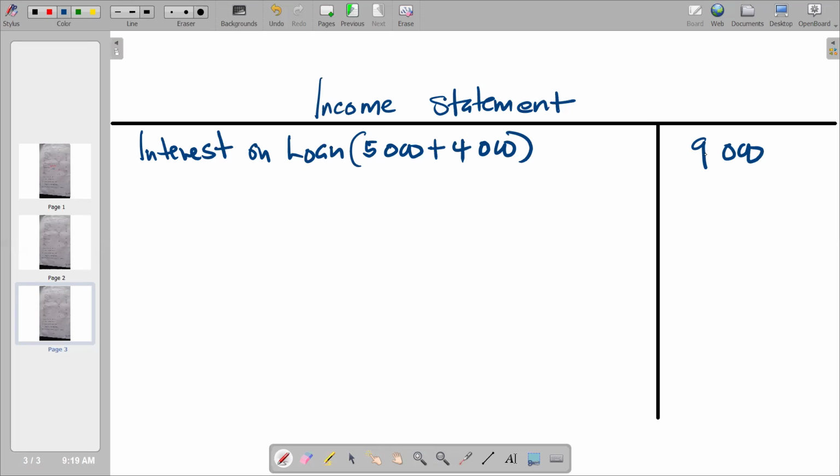So basically, that's what we have on the calculation of interest on loan on a particular question paper that we have just shown there.